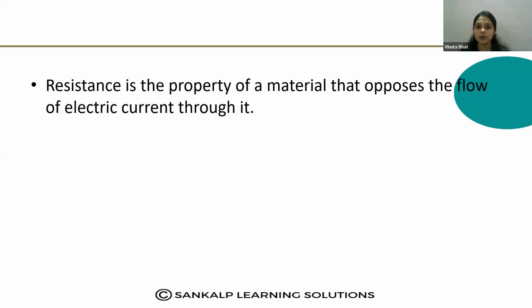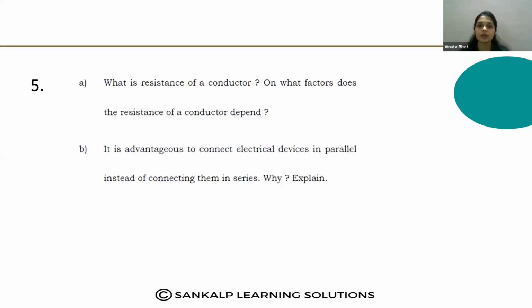Here, what is resistance of a conductor? Resistance is a property of a material that opposes the electric current through it. Okay. So, on what factors does the resistance of the conductor depend? It depends on the length of the wire. If the length of the wire increases, resistance also increases. If the area of cross section of the wire increases, resistance decreases.